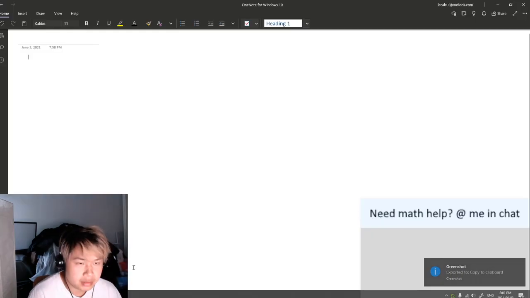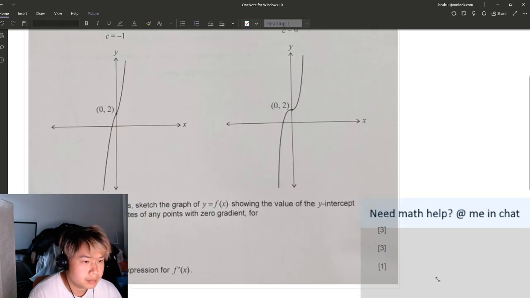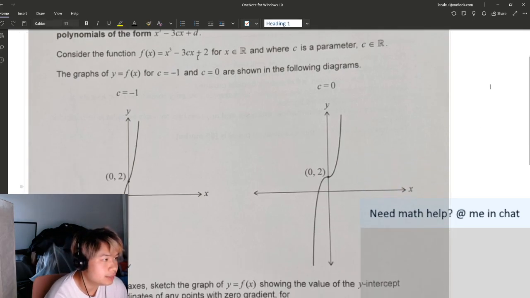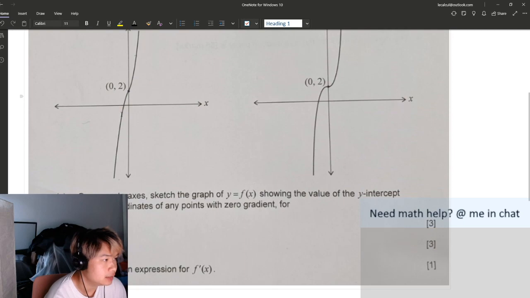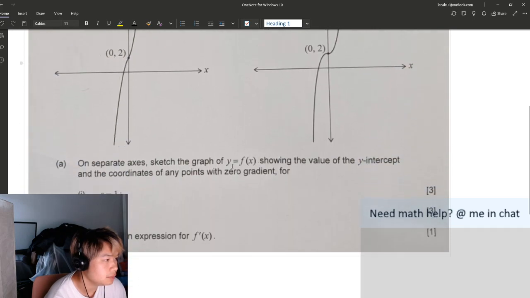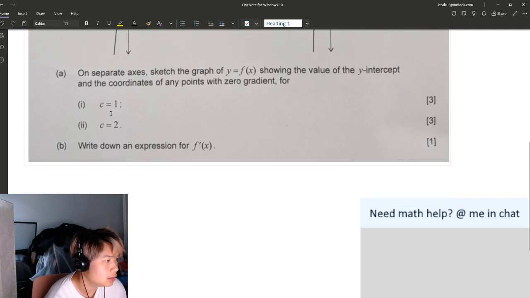So I guess we'll get started. Okay, so let's consider this one, plus 2. And then C is going to be some parameter. What we have so far is, when C is minus 1, it'll look like this. And when C is equal to 0, it'll look like this. And then on separate axes, we're going to sketch and show the y value and the coordinates of any points with 0 gradient for these two.